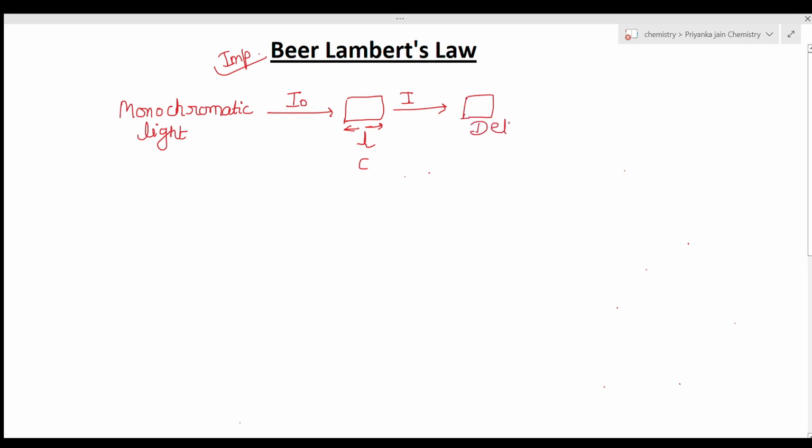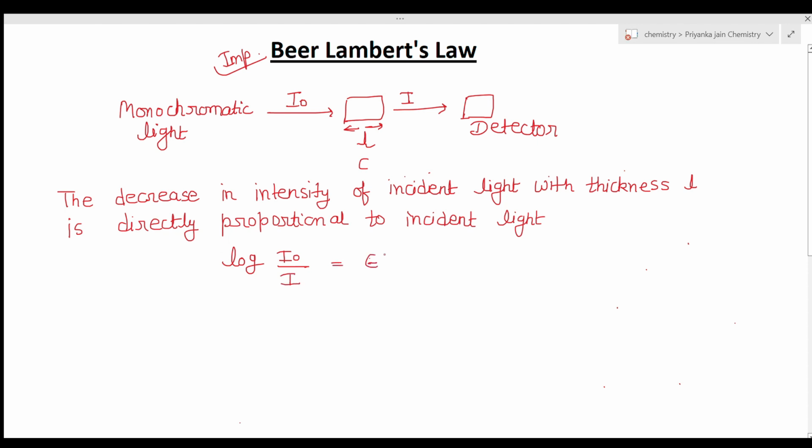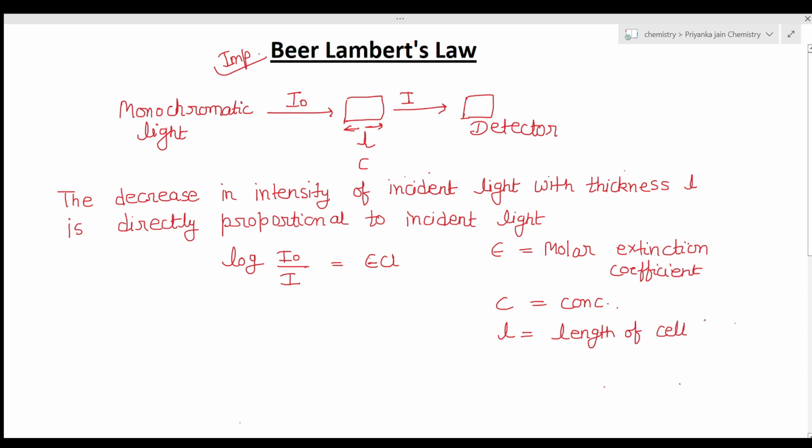This is detected by the detector. So according to Beer-Lambert's law, what is said? The decrease in intensity of incident light with thickness L is directly proportional to the incident light. In mathematical form, we can write logarithm of I naught upon I is equal to epsilon CL. Now what is epsilon here? Epsilon is called the molar extinction coefficient, C is the concentration of the solution in moles per liter, and L is the length of the path, the thickness of the cell, taken in centimeters.